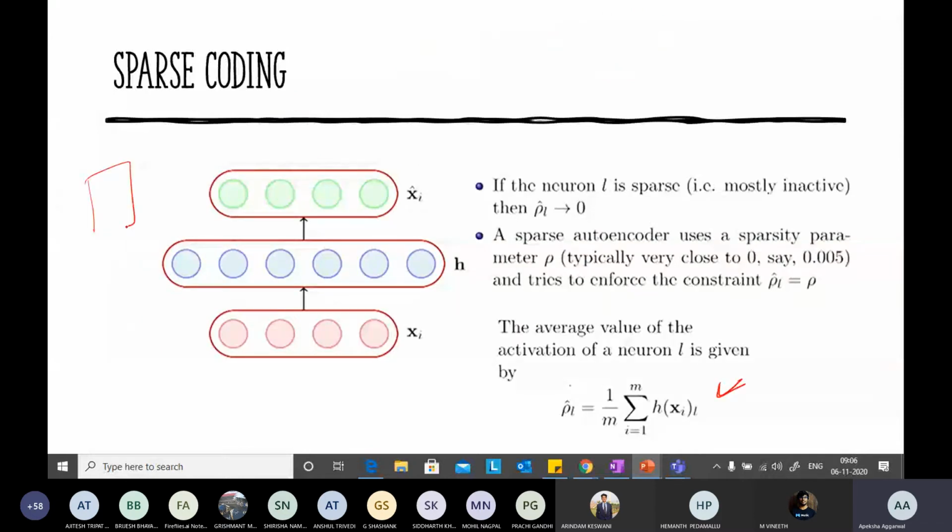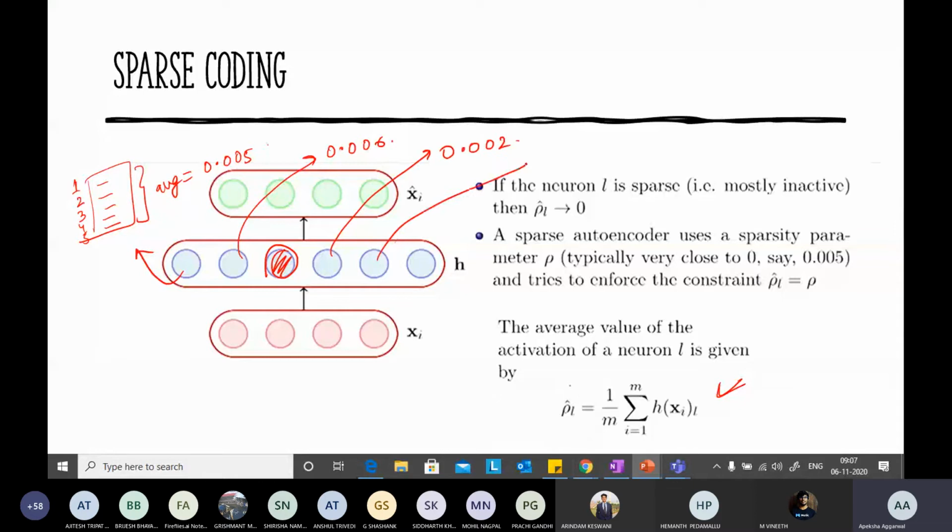This means if I have 5 training examples, 1, 2, 3, 4, 5, then for this first neuron, I will take the average over the first sample, third sample, fifth, up to the five data samples I was having. This average value should be very low, 0.005. For this one the average value should be 0.006, but for this I don't want it to be low, but for most of these I want it to be low. 0.002. So only this neuron was activated, and the rest were all 0.